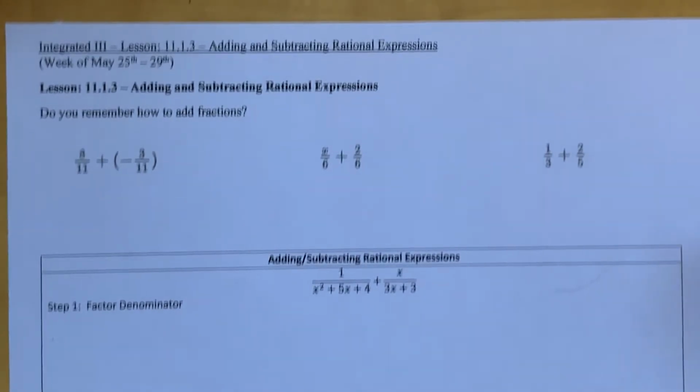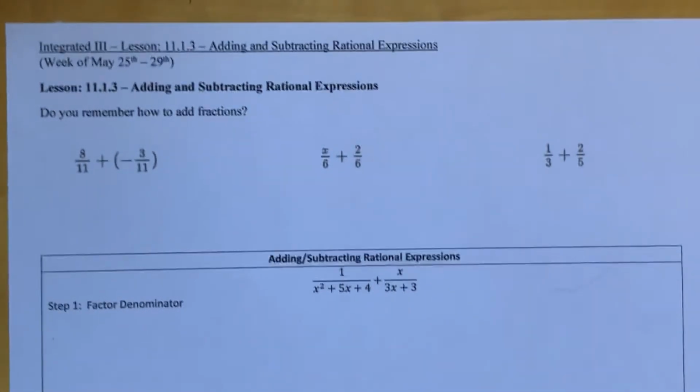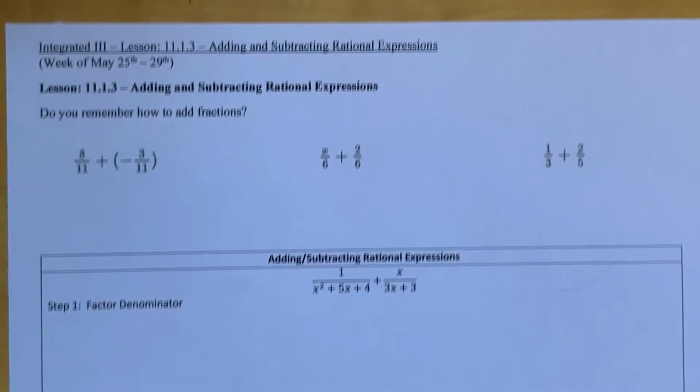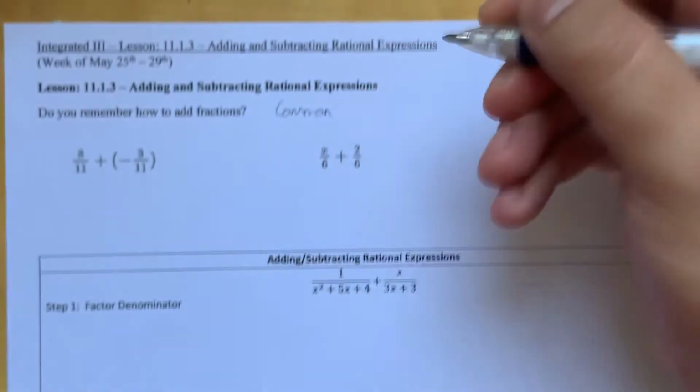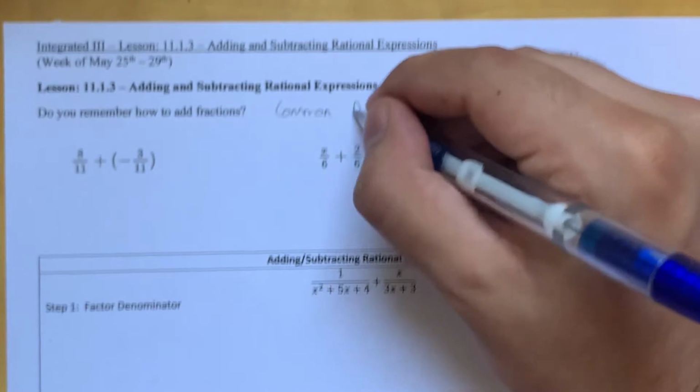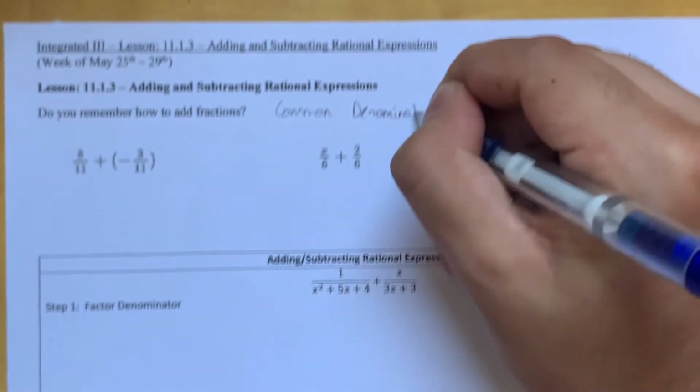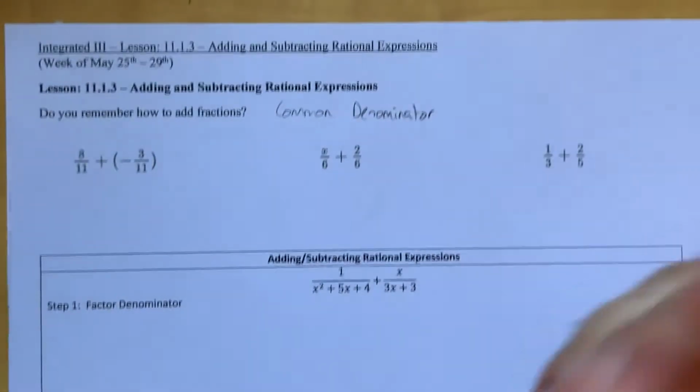So we're going to start by remembering. Do you remember how to add and subtract regular fractions? Right? So what is the first thing that we need to add and subtract fractions? Well, you're going to need a common denominator. And that goes for rational expressions as well. So once we get to those, you'll see what I'm talking about.